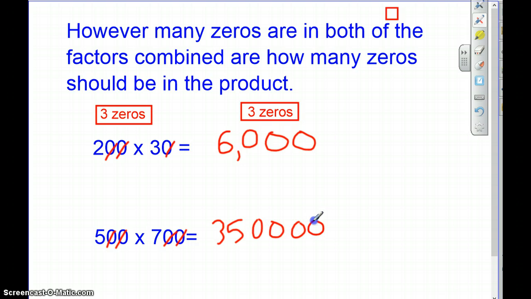And then I'll add my comma at the very end. Starting at the right, I'm going to count 1, 2, 3. My comma goes right there. So 500 times 700 is 350,000. Those are 2 examples, and we're going to practice this in class tomorrow, but I wanted to give you a little preview.